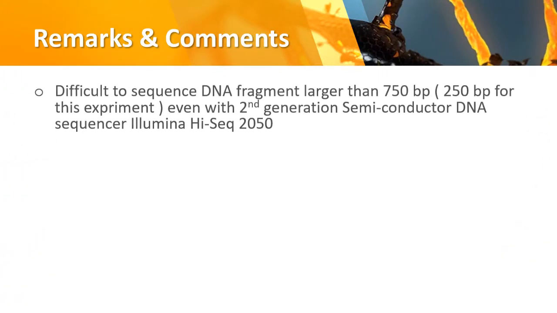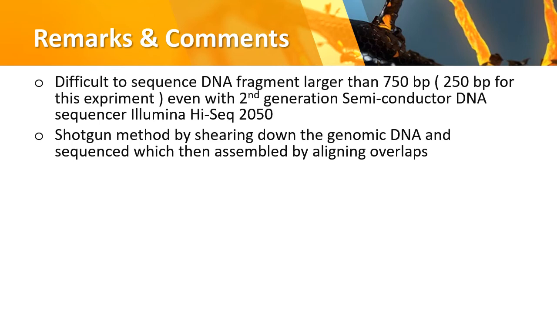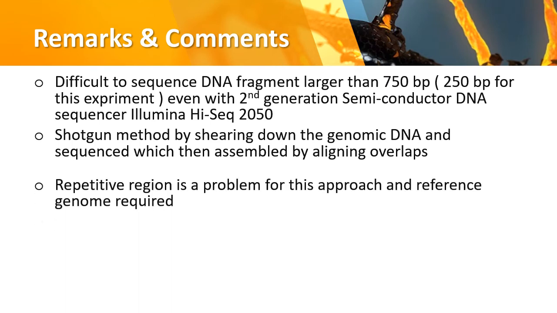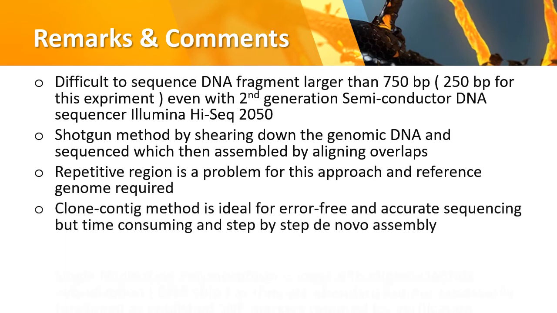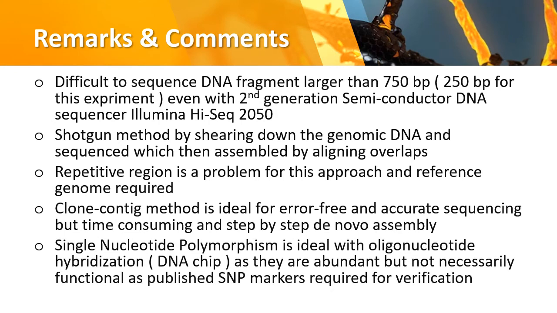These are the remarks and comments pertaining to the approaches and methods used. The shotgun approach with clone counting method using an Illumina semiconductor sequencer and DNA chip for SNP analysis to identify the mutation and serve as DNA markers.